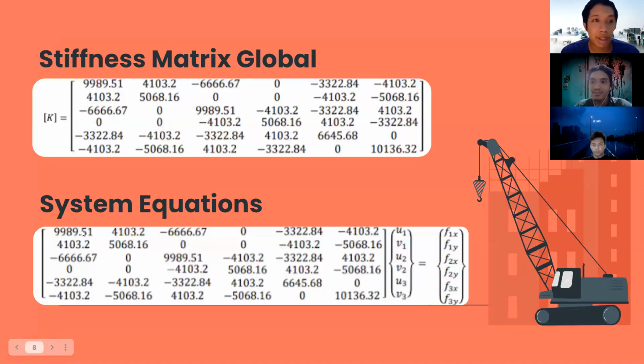Okay, after we get every local stiffness for every element, we can input them into the global matrix. We can find it by placing every local stiffness with the variables in the local stiffness formula. So we can have the system equation. Next.